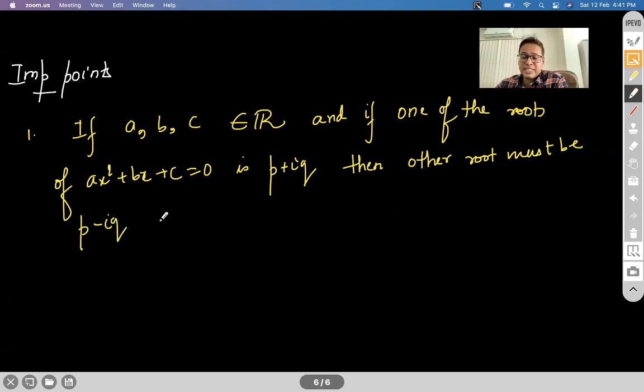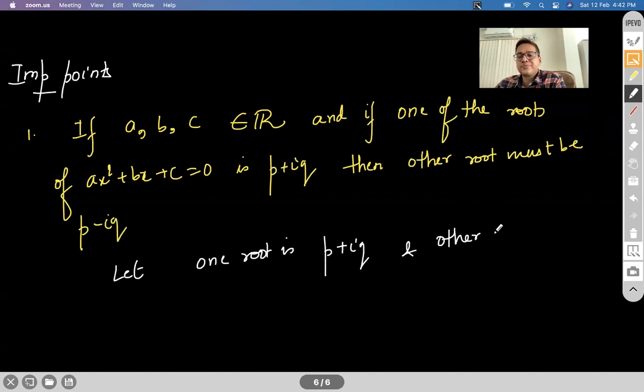Now why is it happening like this? See, very simple. Let's say one root is P plus IQ. And let's say for the sake of generality, I take the other root to be, what should I take? Give me some two variables. X plus IY? No, X I don't want to use. Alpha plus I beta also I don't want to use. Very good, R plus IS. Thank you. So let's say I use R plus IS.